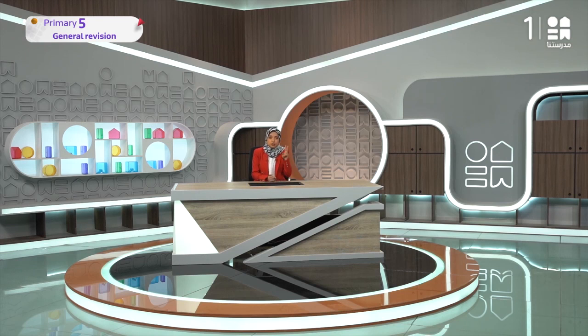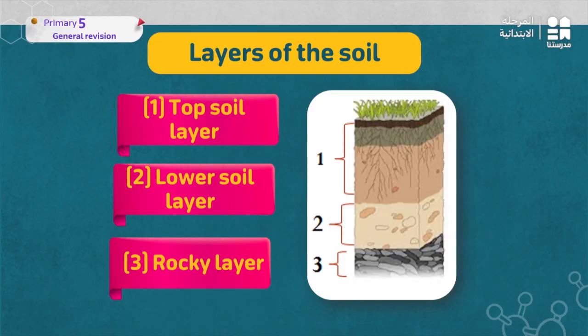طب rocky layer, it consists of two parts. The upper part consists of pieces of rocks و lower part consists of solid rocks. واتفقنا ان في التوب soil layer فيها اغلب الروتس والليفز وكل حاجه موجوده فيها. وعرفنا ليه roots موجودة in the top soil layer وعرفنا ال importance of the roots.